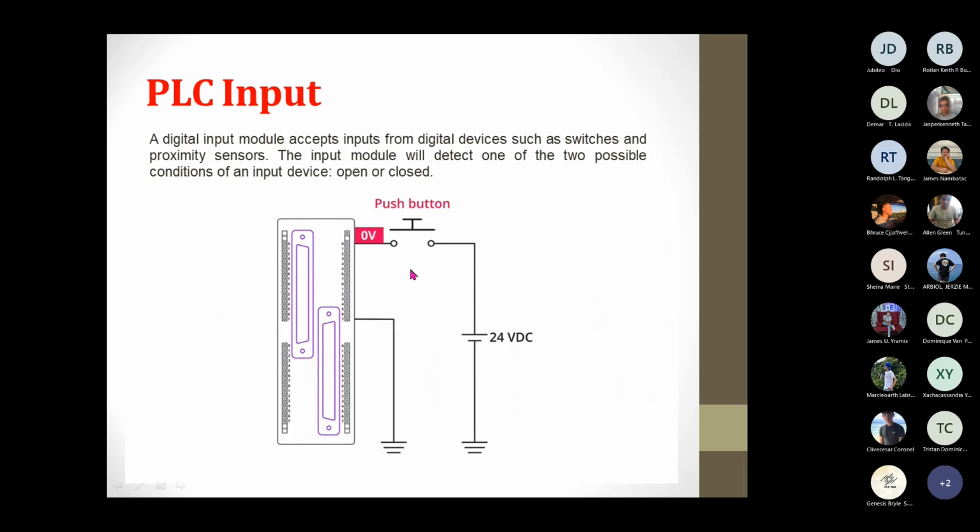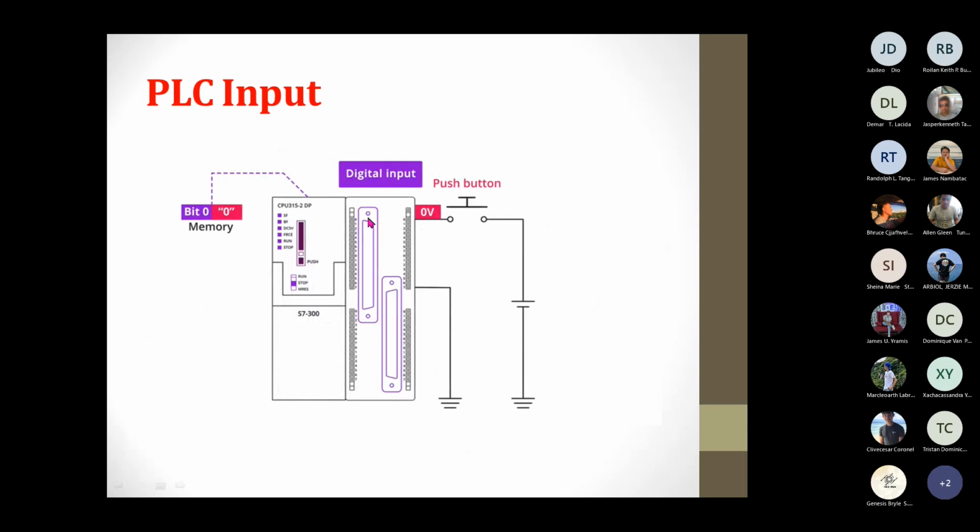But when the push button is open, let's say, then the voltage from this terminal to the ground is 0. Meaning to say, the PLC can identify that the switch is closed if there is a voltage that can be measured in the input module terminals, and the PLC can identify that the switch is open if there is 0 volts measured between the input terminal and the ground. So in this case, how does the PLC work?